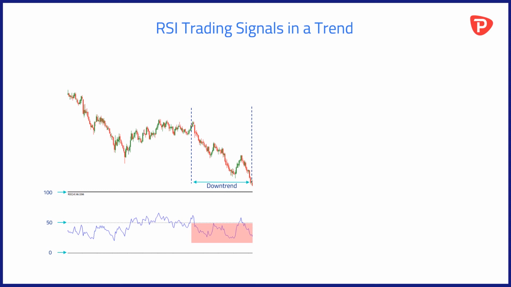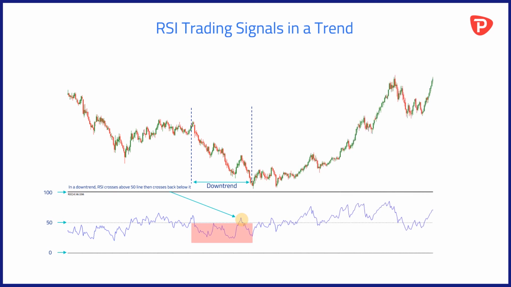On the right of the chart, you can see that there is an uptrend in motion, with a series of higher peaks and higher troughs. Once the uptrend was confirmed, the RSI crossed below the 50 level, only to cross back up shortly after. A trade can be placed in the direction of the trend once the RSI closes above the 50 level.